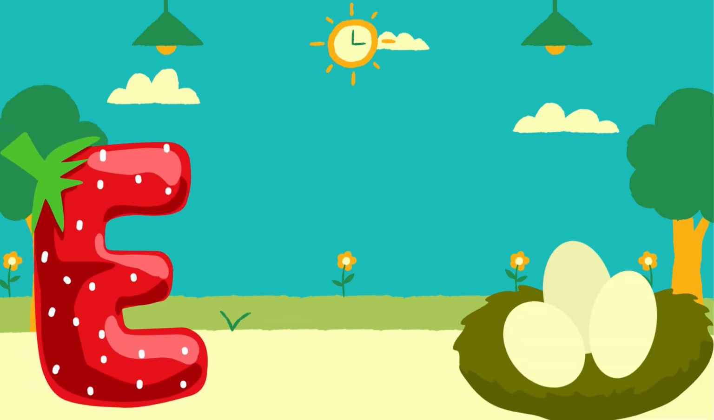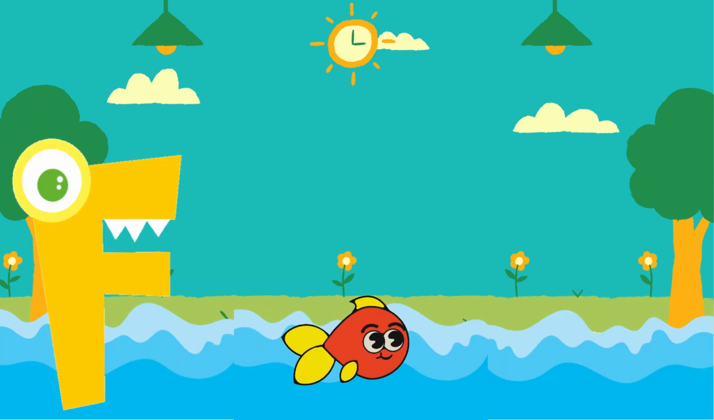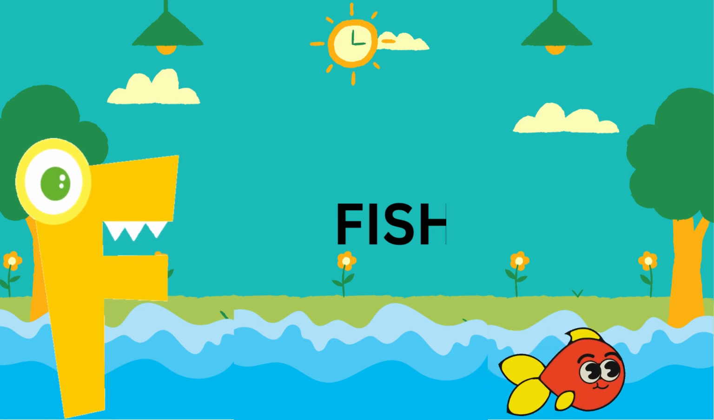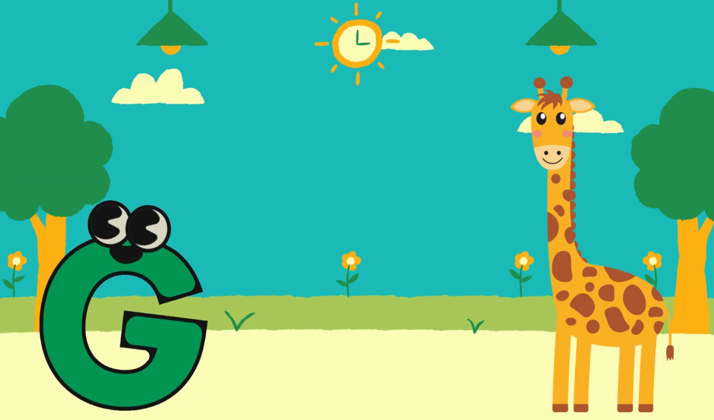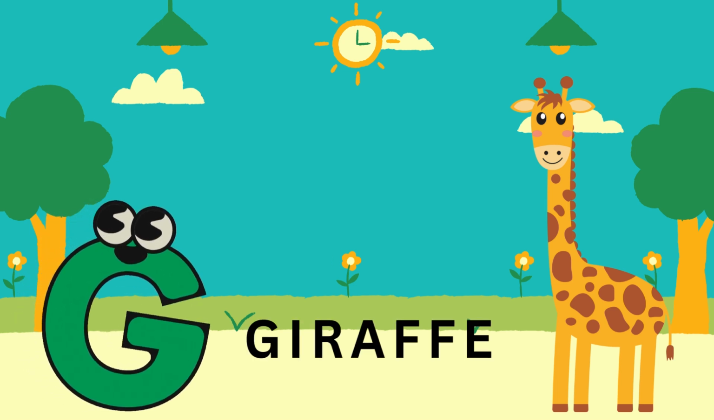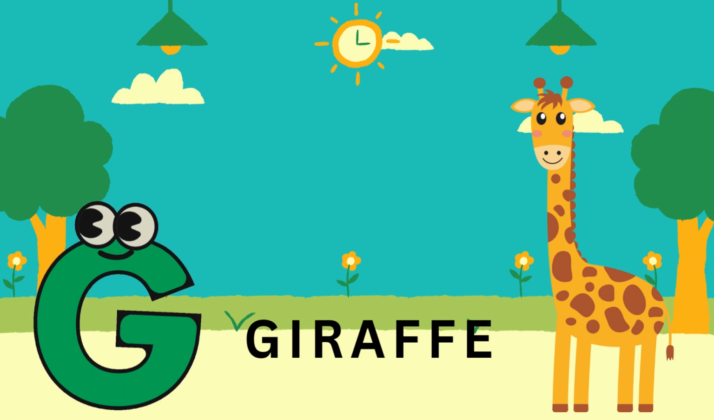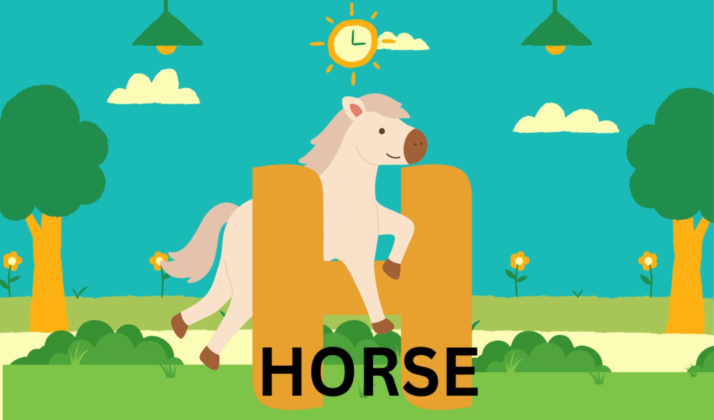E for E, G, G, Egg. F for F, I, S, H, Fish. G for G, I, R, A, F, F, E, Giraffe. H for H, O, R, S, E, Horse.